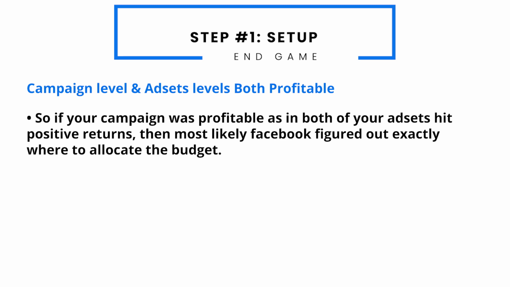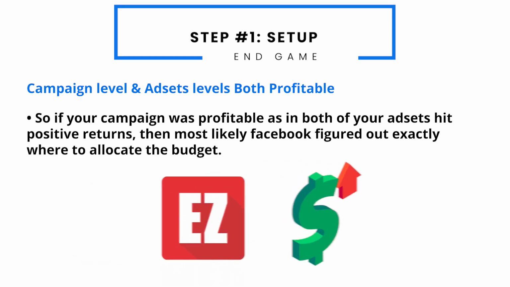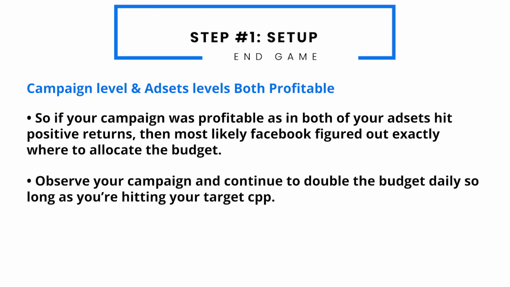So if your campaign was profitable, as in both of your ad sets hit positive returns, then most likely Facebook figured out exactly where to allocate the budget. It should be pretty easy to scale in this scenario. Just observe your campaign and continue to double the budget daily so long as you're hitting your target cost per purchase.